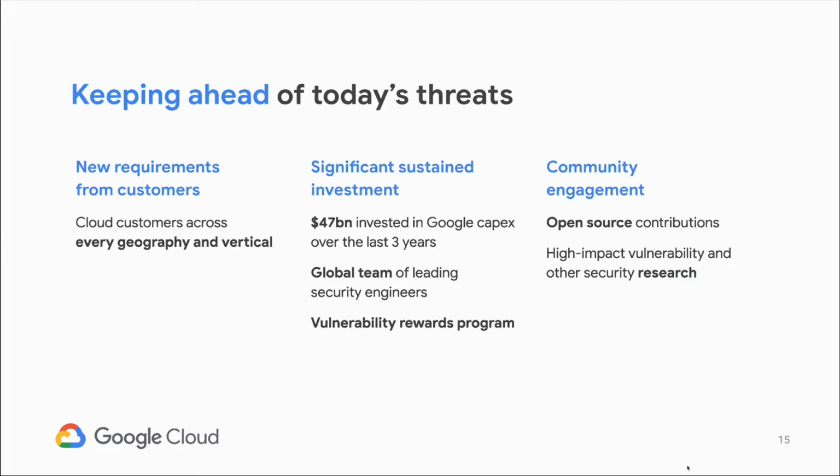We invest significantly to improve our capabilities. In the last few years, we have made more than $30 billion of investment in the network. This is about the last 3 years. And we employ a global team of security engineers and researchers, as well as global experts on privacy and compliance. We also operate a well-funded vulnerability rewards program to find and fix software bugs out there. And because we believe that building a safer internet is better for everyone, we continuously share our security innovations with the world through open source contributions and high impact vulnerability and other security research.